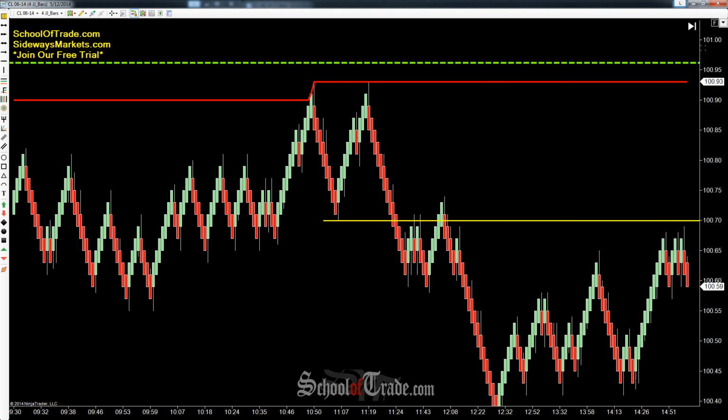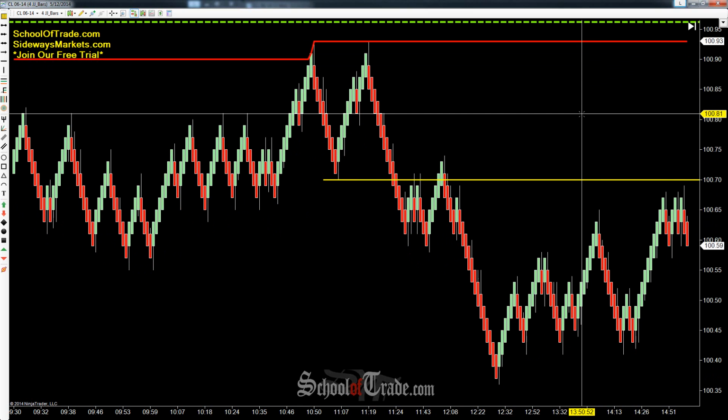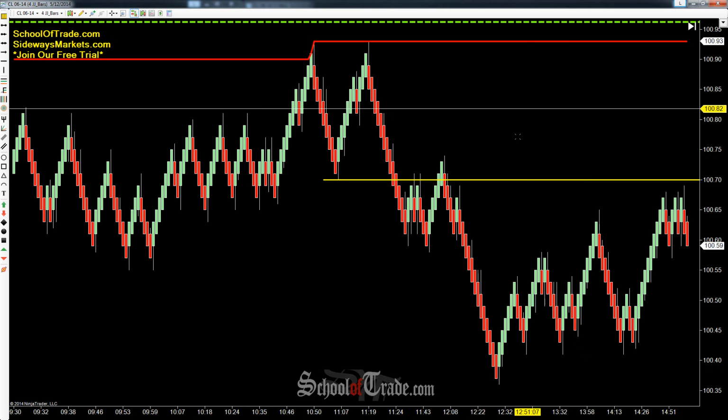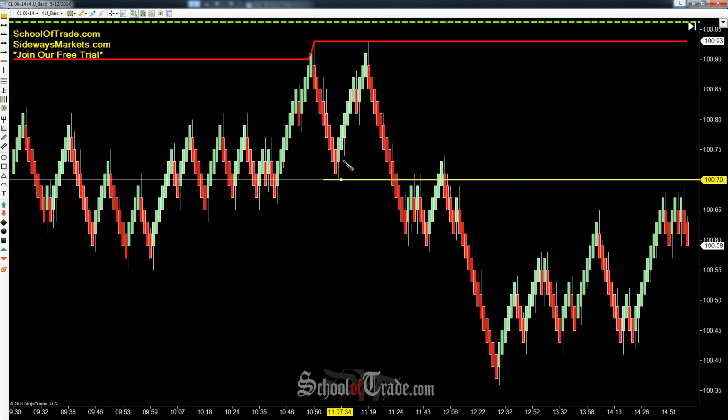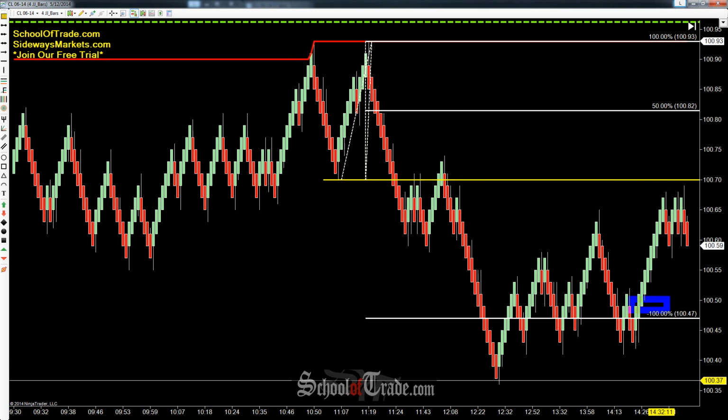So 196 is your stop level, and now that we know where our stop level is, where does our target go? Well, the targets can be a couple different things. You always want at least a first target of a 100% extension. What that means is we're going to take the Fibonacci extension tool, measure from the low to the high, back to the low again, and we can see right here, this is our target at 100.47. So that's going to be the first target, which we filled pretty much no problem.